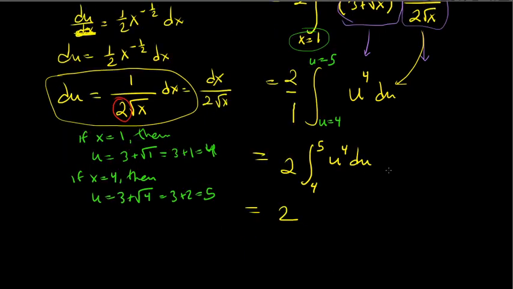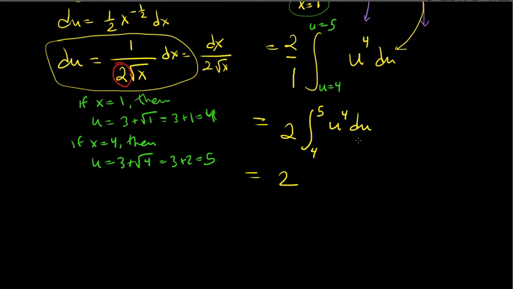So all multiplied by 2, right? So now we can finally do this integral using the power rule. This is just going to be u to the 5, right? U to the 5 divided by 5 plus c, except there's no c here. We just plug in the 4 and the 5. So we're going to get 2/5 times u to the 5, and then we plug in the 5 first and then the 4.